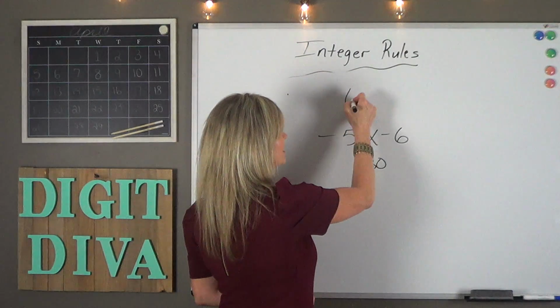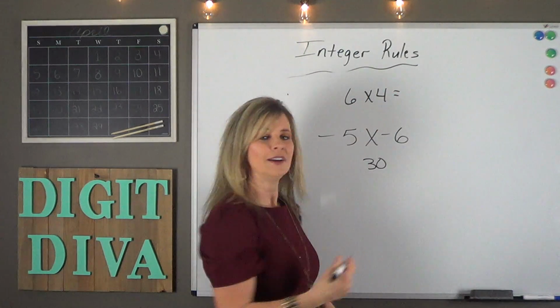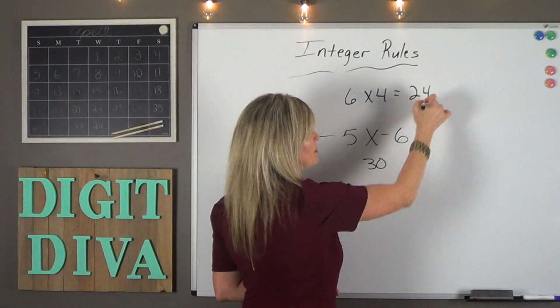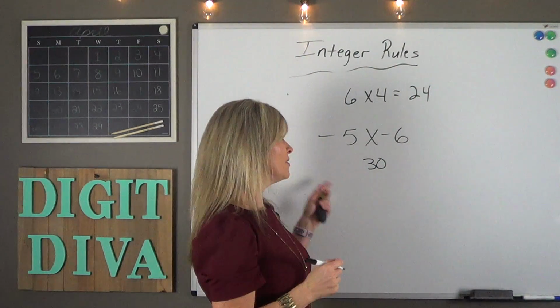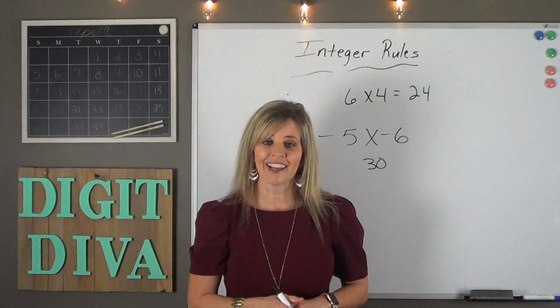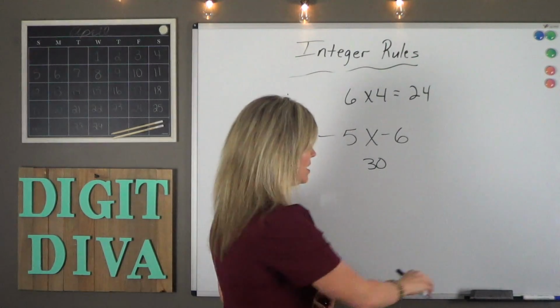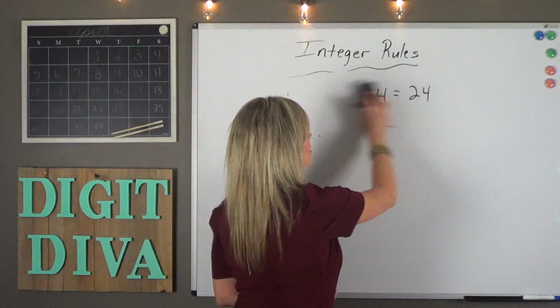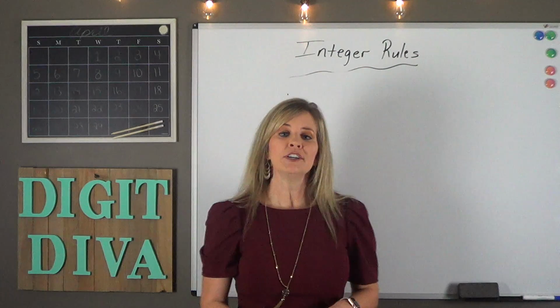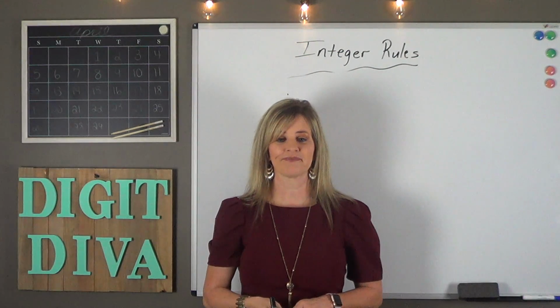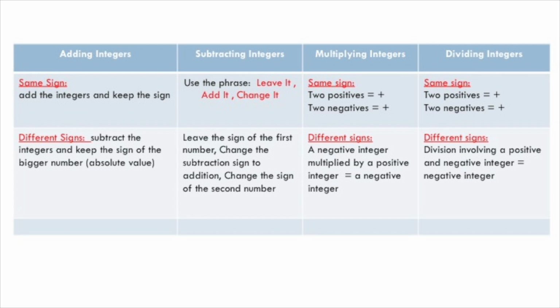What if it was 6 times 4? Okay, the signs are the same. They're both positive. My answer would be positive. Okay, so whenever your signs are the same, when you're multiplying integers, you're going to have a positive answer. Okay, what happens if we have different signs? So let's look at the rule for different signs when multiplying integers. A negative integer multiplied by a positive integer will equal a negative integer.